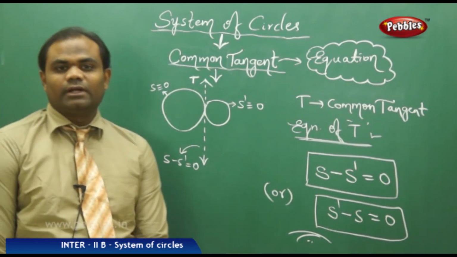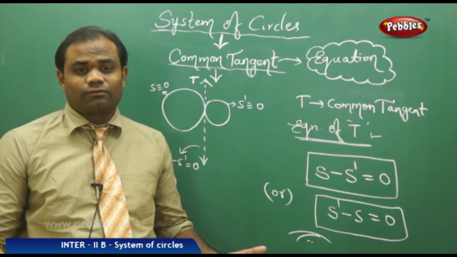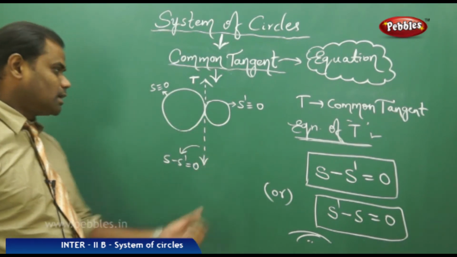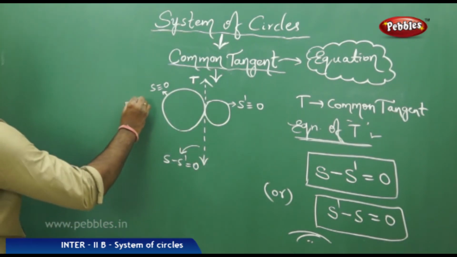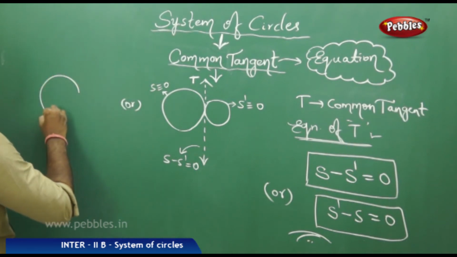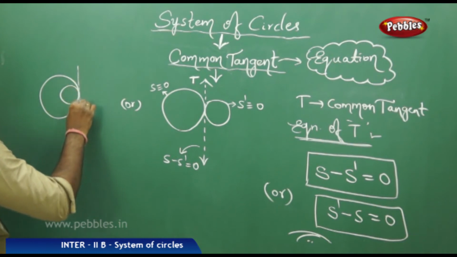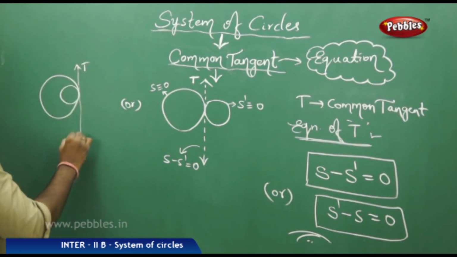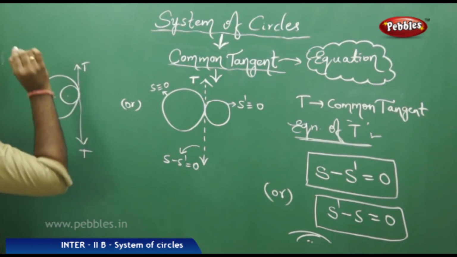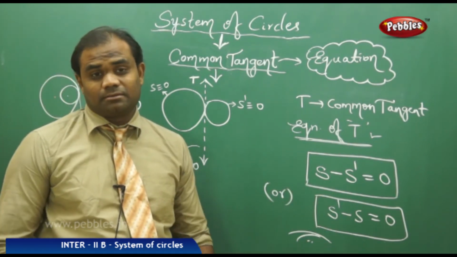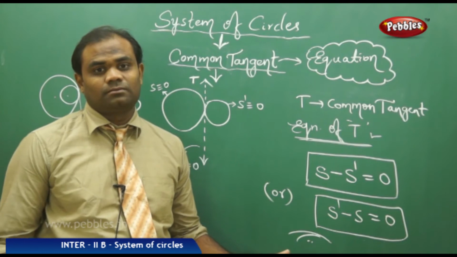This is how we understand the equation of common tangent for the two circles. Now there's another possibility, that I have the two circles touching internally. Then in this case I have the common tangent this. So this also is given by the equation S minus S dash equal to 0.